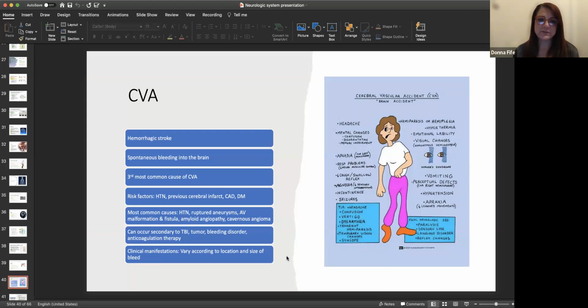Clinical manifestations vary according to the location and the size of the bleed, but here are some different changes that may occur in the patient with a stroke.